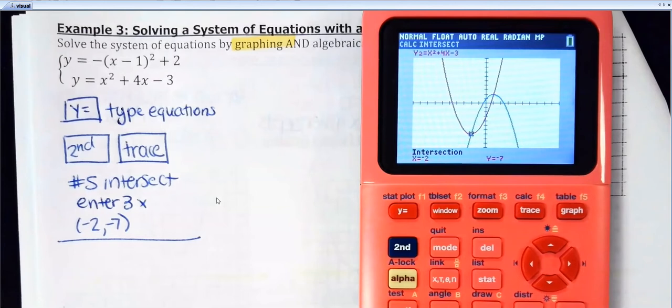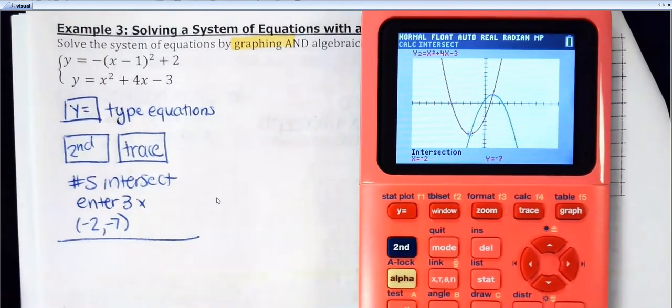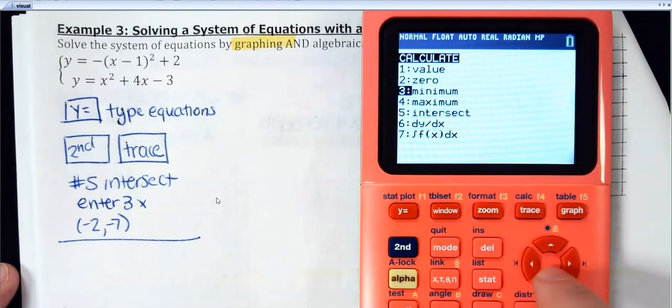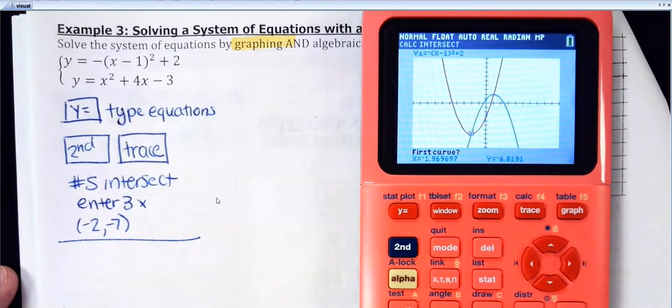Now, unfortunately, I can't just find the other intersection. You have to repeat the process. So I'm just going to repeat that process to find the other place these two have in common. So I'm going to, again, second trace. I want the intersection, so number 5. Hit enter or just type number 5. That should take you back to that screen. Now, it'll be where we just were.